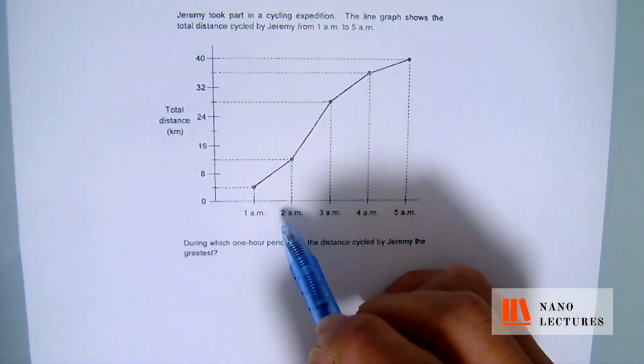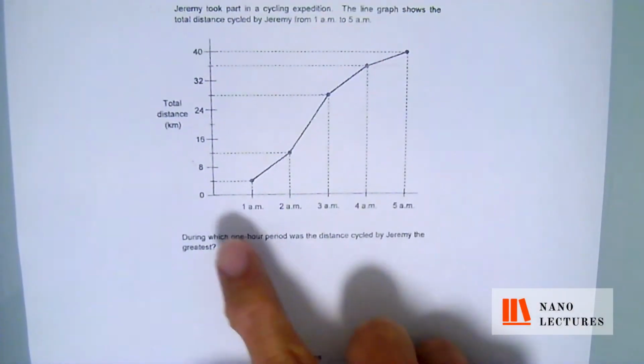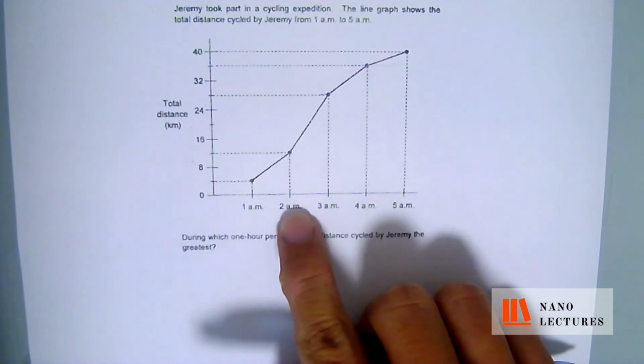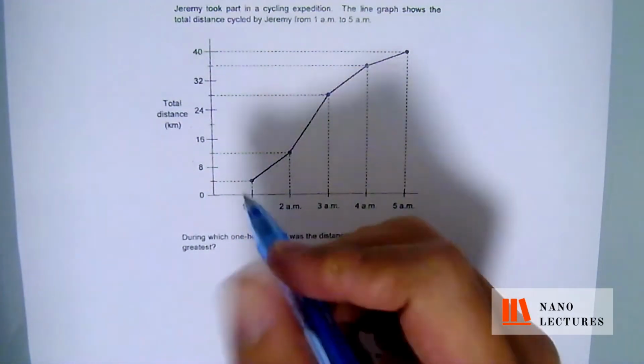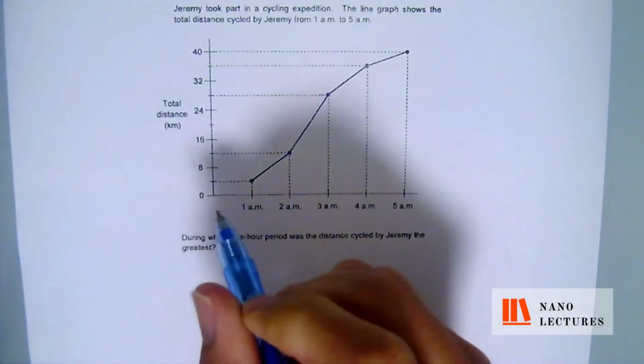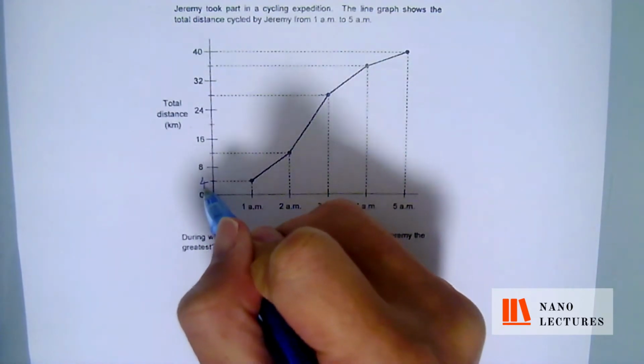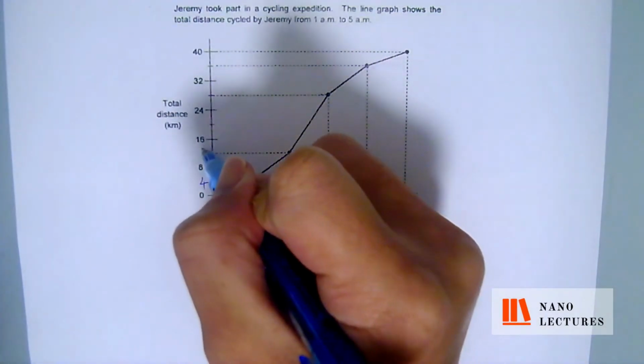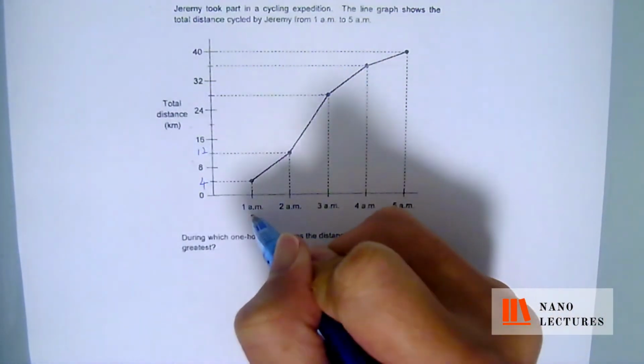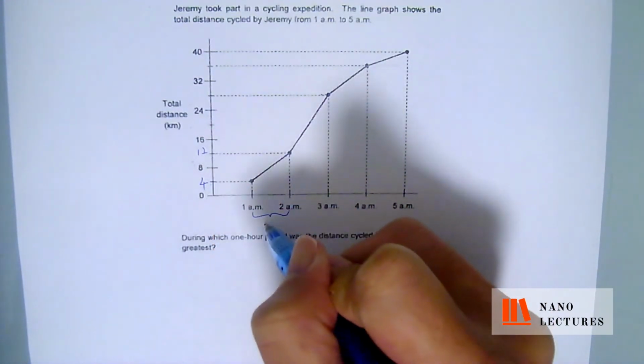Now, let's find which 1 hour period. From 1 a.m. to 2 a.m., what's the distance? See, 1 a.m. is at 4. 2 a.m. is at 12. So the difference is only what? 12 minus 4, which is 8.